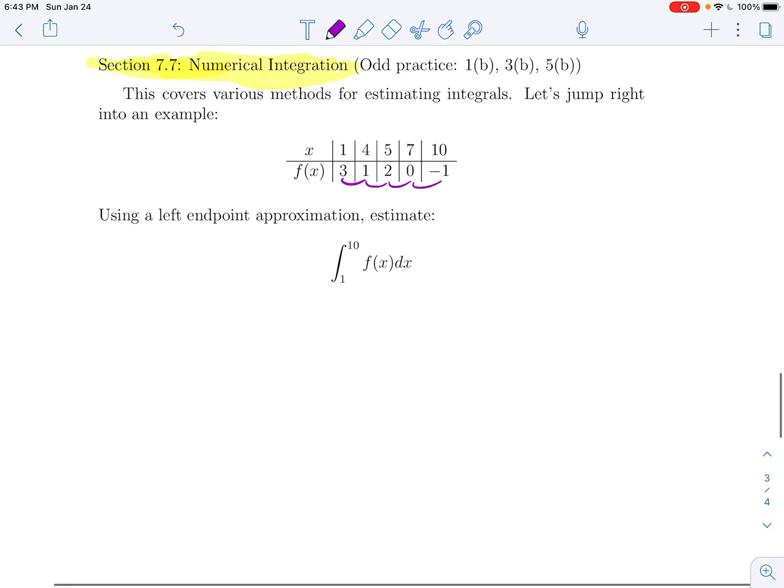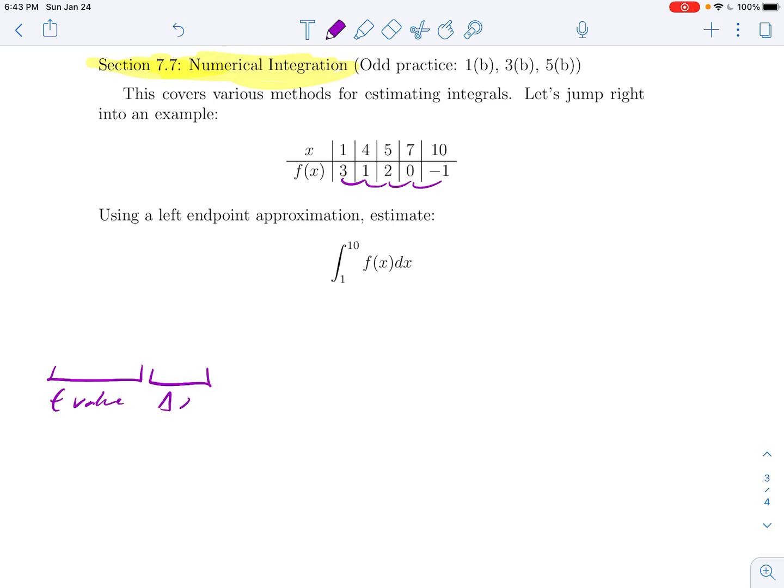So for each interval, we could think, what is our function value? And what is our width? What's our change in x? So our first interval goes from 1 to 4. It's 3 units wide. And if we're doing a left endpoint approximation, I'm not going to draw the full graph here, but just to get us starting. Because the whole point here is you do not need a graph to do this. You just need to understand the relationships.